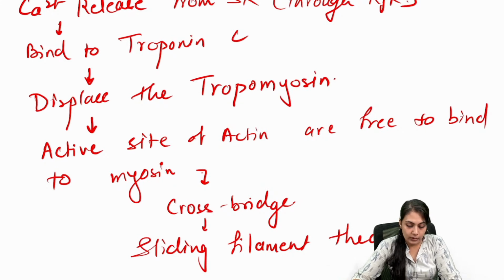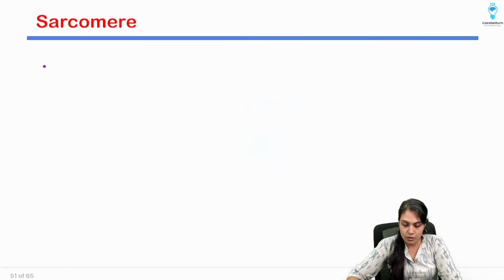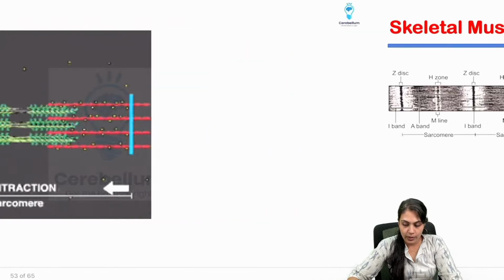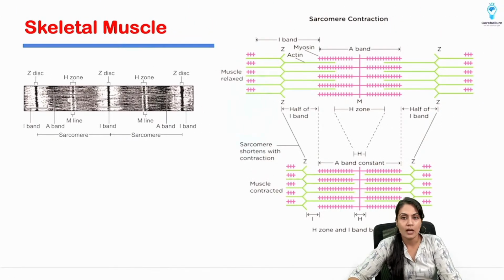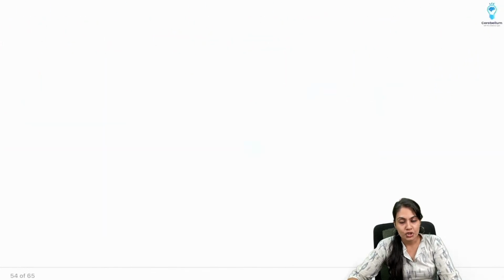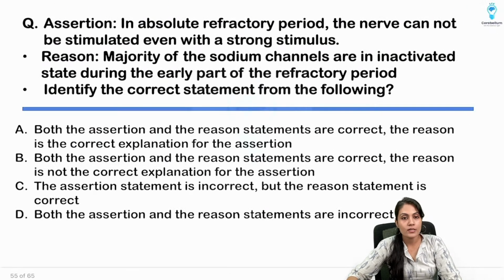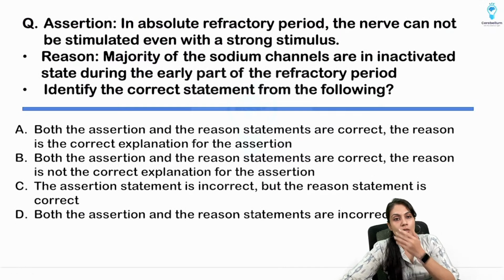Okay, so this is a very, very important phenomenon which is going to take place in the case of muscle, right? Let's solve the questions. Tomorrow we are going to learn about the whole of the sarcomere. Sarcomere is the functional unit of the muscle, isn't it? So let's talk about some questions.